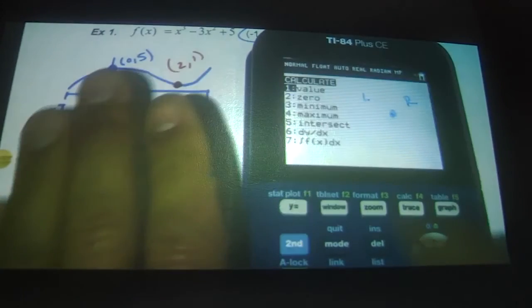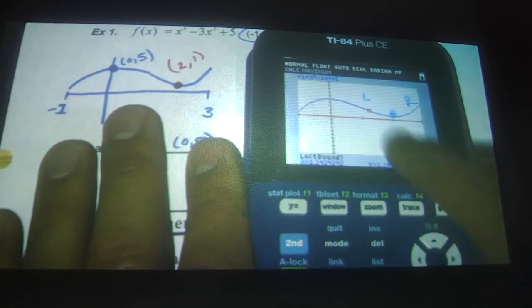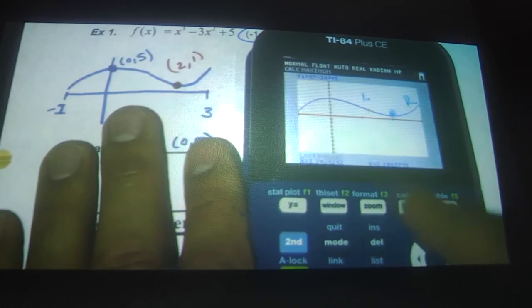Other common mistake, they go second trace, maximum, and they want to find this minimum. They go left bound.